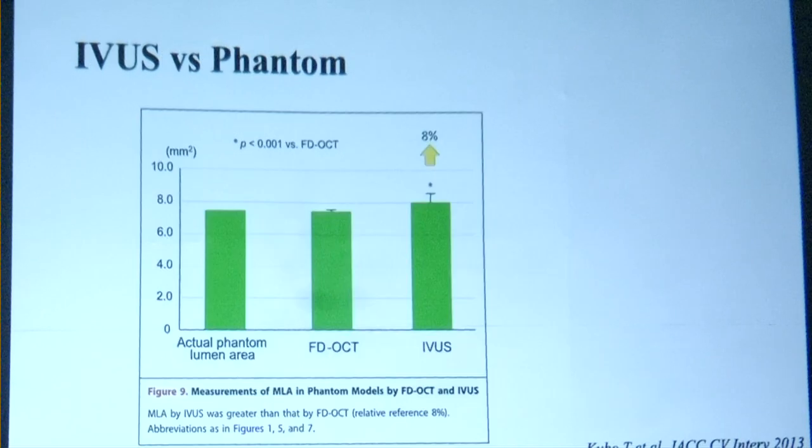Now, this is a study by Dr. Akasaka and his group, Kubo et al., from a few years ago, where they also published their experience with actual phantom lumen area versus IVUS versus OCT. And they found that IVUS estimates the area 8% more than the actual phantom area. 8% in millimeter square terms amounts to about a 0.1 millimeter increase.